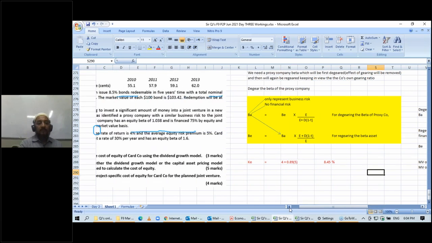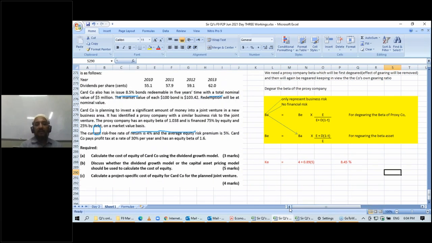Now, students, discuss whether the dividend growth model or the capital asset pricing model should be used to calculate the cost of equity. Which model should be used? So let me discuss.